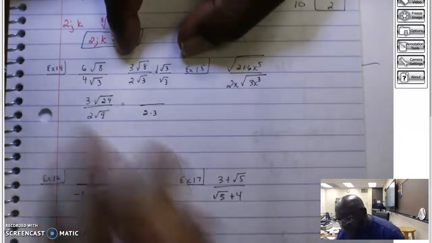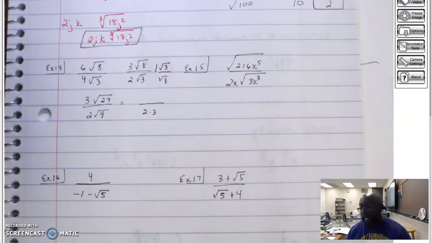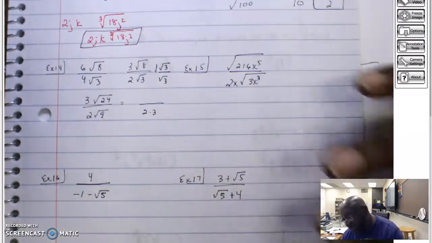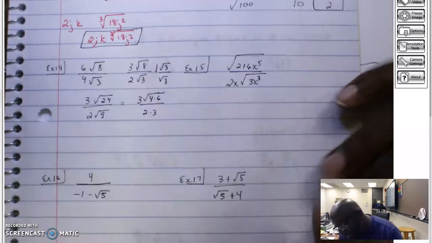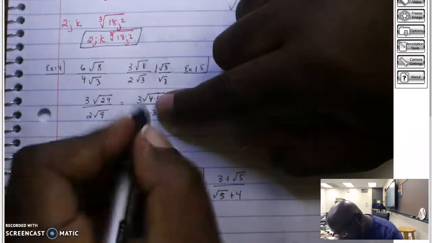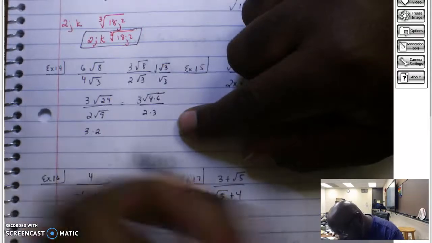And then there's a perfect square in 24. The perfect square that I have in 24 happens to be 4. So this is going to give me 4 times 6. So this happens to be 3, the square root of 4 times 6. So out comes a 2. So what I have is 3 times 2.